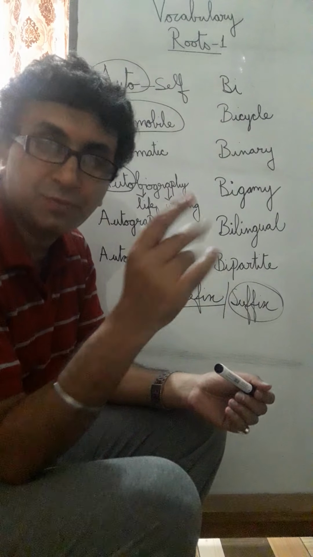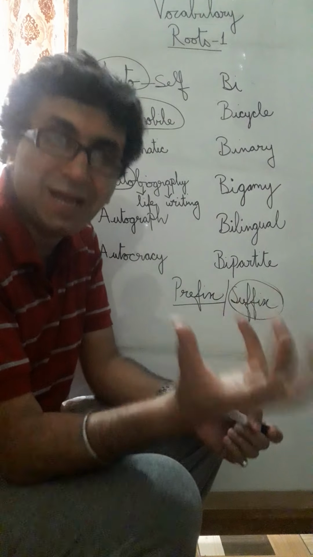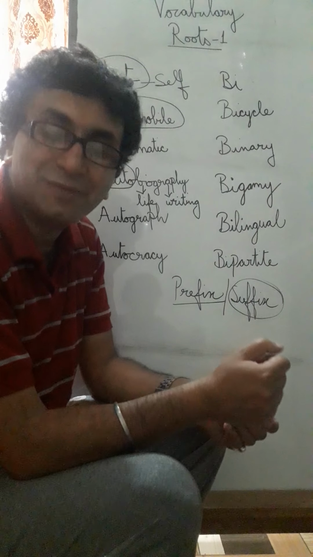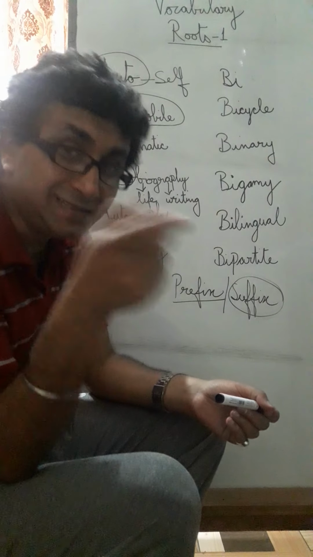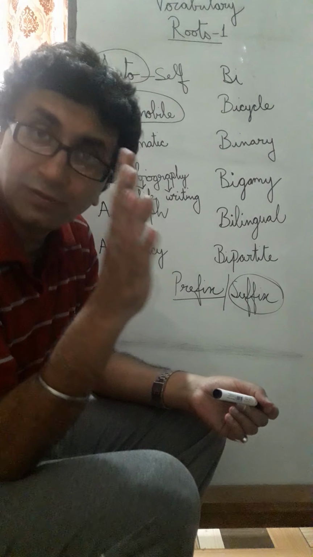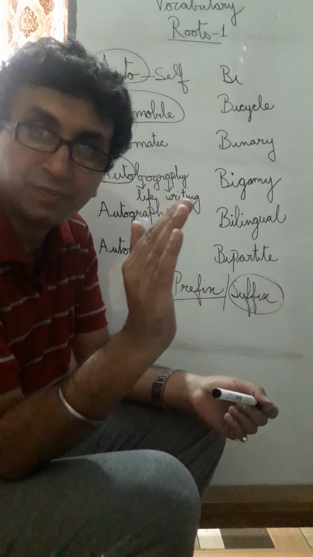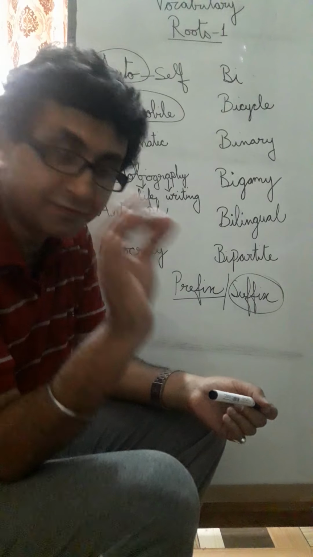So for example, tomorrow you become famous and you decide to write about your own life, you might be writing an autobiography. If somebody else writes about your life, then it will become biography. No auto would be there. Then it will be simple biography.